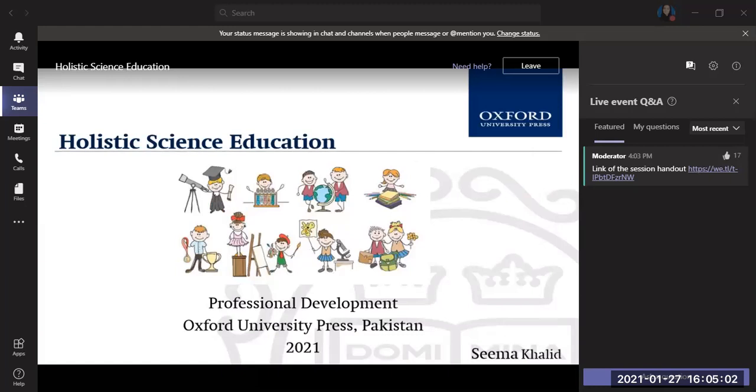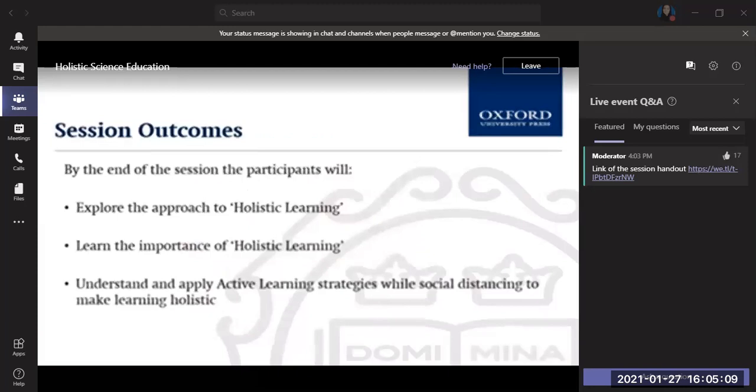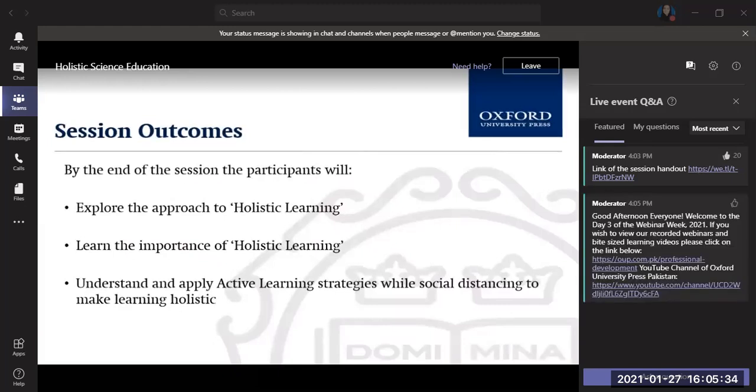So let's go on. The first half of the session is going to be a bit about the theories behind what holistic education is like. And then later during the presentation, you get some strategies on how to implement it in your classrooms. We have made sure that whatever we're trying to implement has something that you can do in this COVID scenario where you're doing hybrid teaching. So we have strategies that will help you to do face-to-face teaching while social distancing. If you're doing face-to-face teaching completely, then we have strategies for that, and we have a lot of online activities as well.